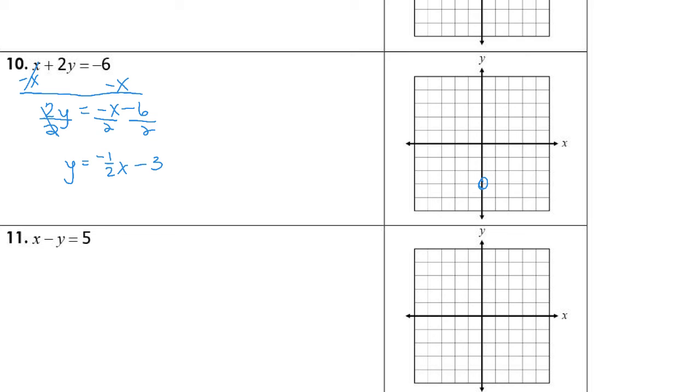When I come to graph, here is my y-intercept. How did I know that? Because that's my b. This is my m, or my slope. So my slope, I go down 1 over 2, plot my point. Down 1 over 2, plot my point. Go ahead, draw my line, and I'm done. Moving on.